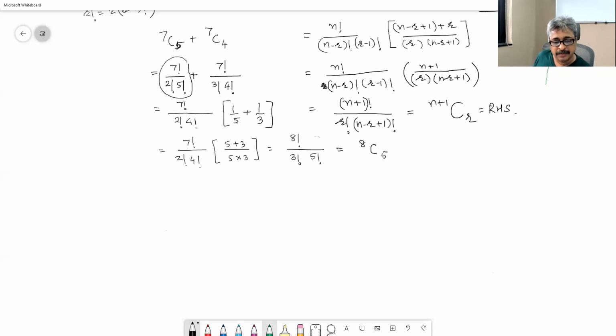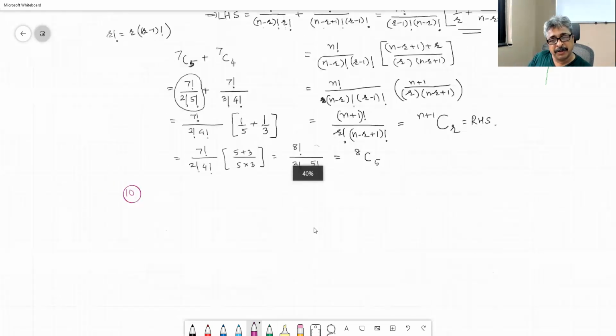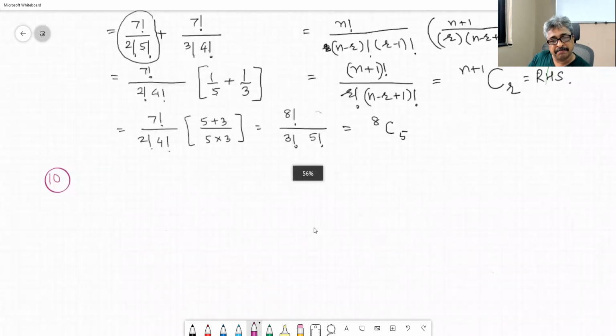Change color. Increase percentage. Let us make it 56%.